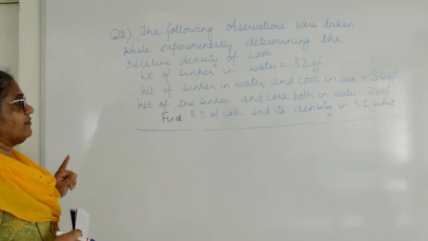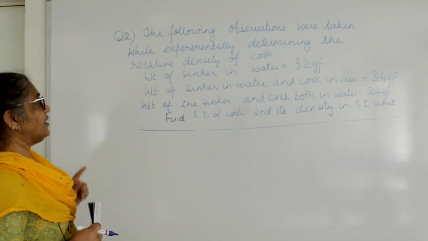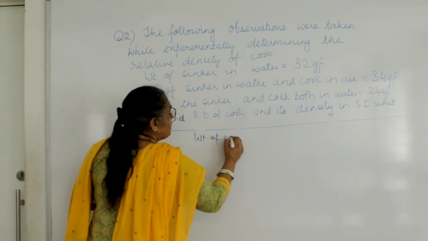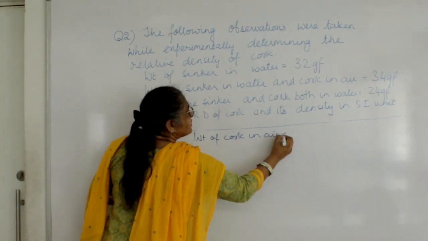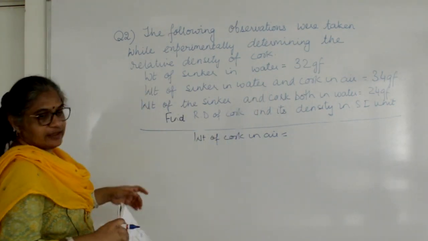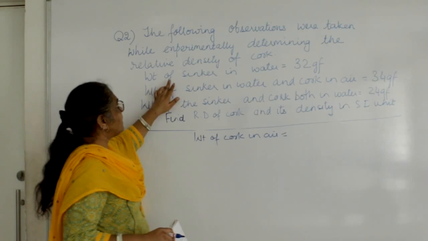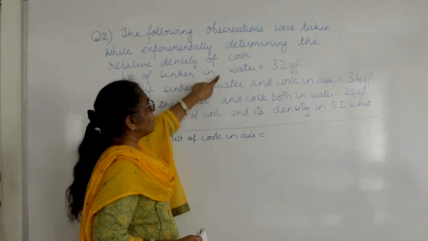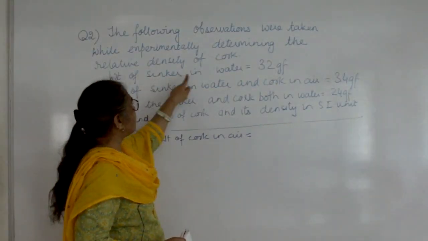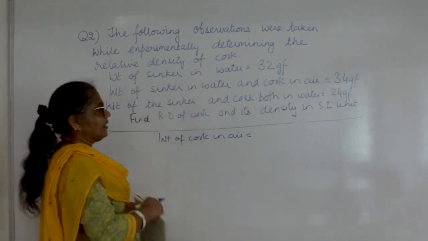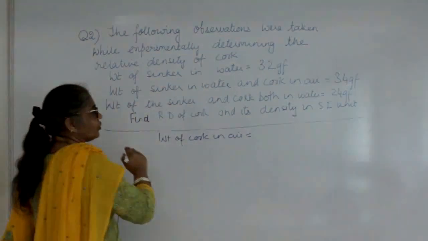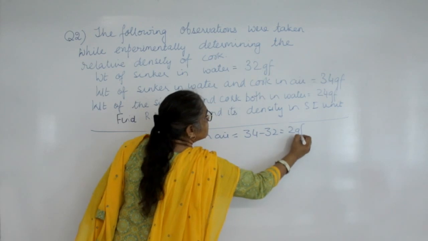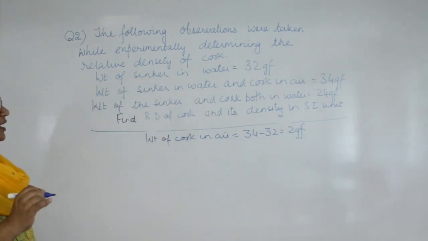For finding the relative density, I hope you must have done. So, now finding the relative density, what you need first of all is the weight of cork in air, right. Now, see this data given to you. To find the weight of the cork in air, you have weight of sinker in water, and you have weight of sinker and cork in air. If you subtract these two readings, then the sinker in water will get eliminated. So, you will have only cork in air. So, you will have 34 minus 32, 2 GF. This is the weight of cork in air.